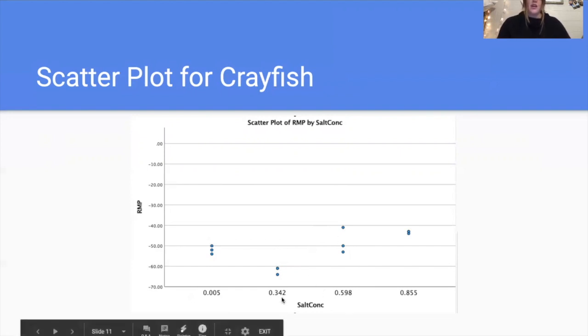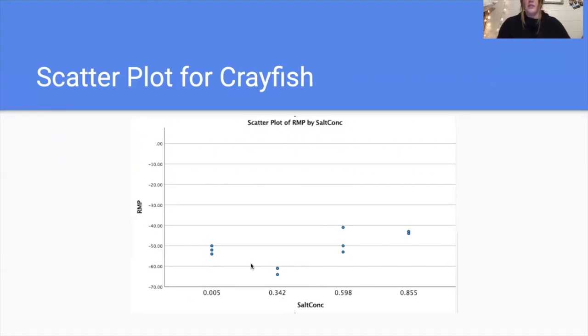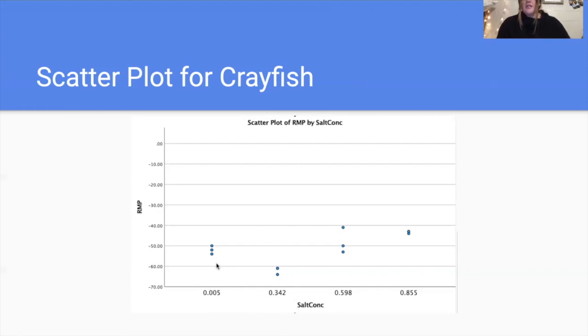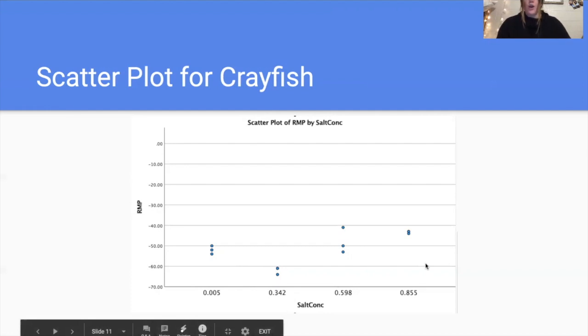As you can see here on the scatter plot for the crayfish, they are relatively similar, and there is not a lot of overlap between the saline and the brackish concentration, but there is some between saline, seawater, and hypersaline for the freshwater crayfish salt concentration.